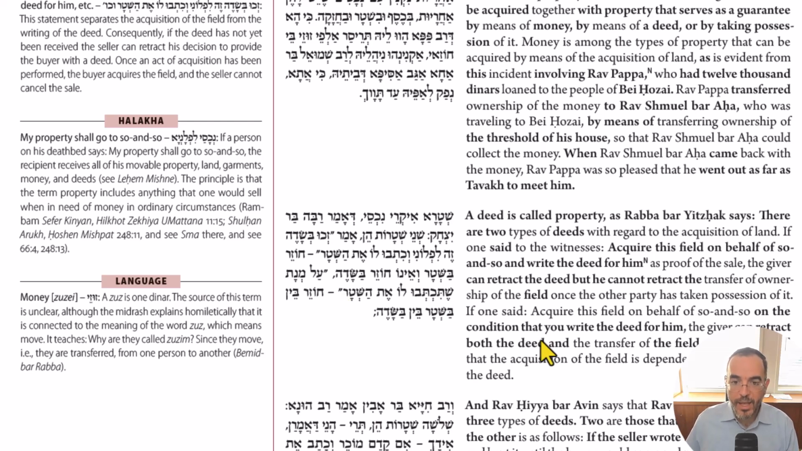Second type of deed is if I tell two witnesses, go and acquire this land on behalf of Mr. Friedman on condition that you write a deed for him. And in that case, even if the witnesses went and they locked the gate and they did an act of acquisition, but they didn't write the deed yet, I can change my mind and say, you know what? I changed my mind. I don't want to give him this property. Why? Because it was on condition. So since the deed was not written yet, and the condition was not yet fulfilled, therefore the act of acquisition is not final, and I can change my mind.